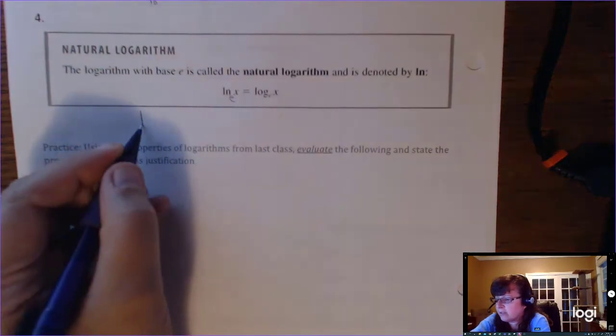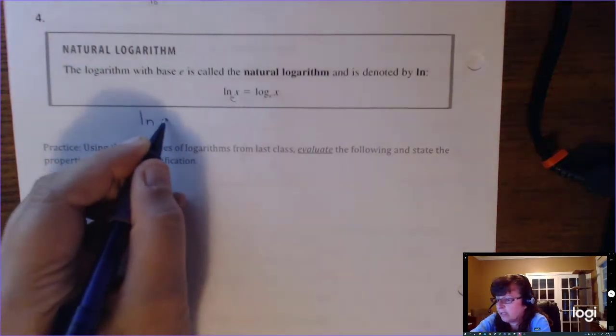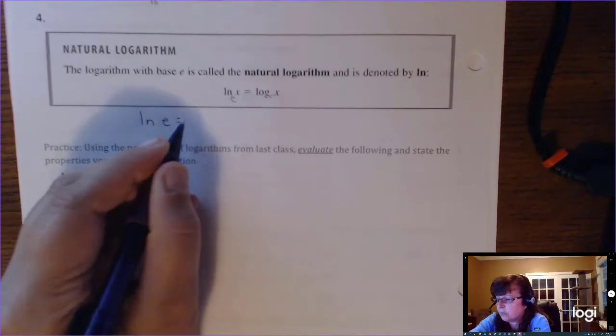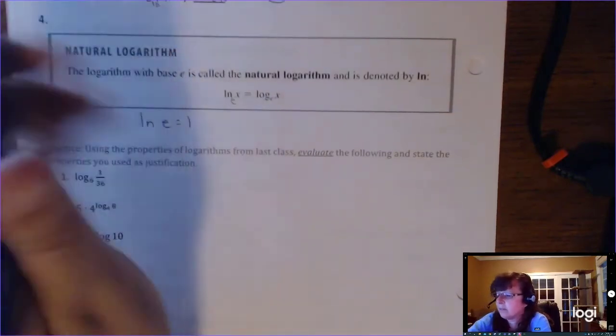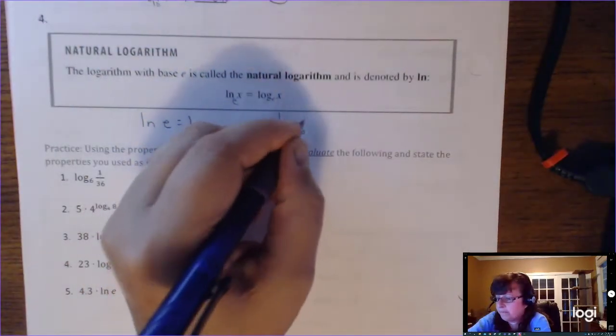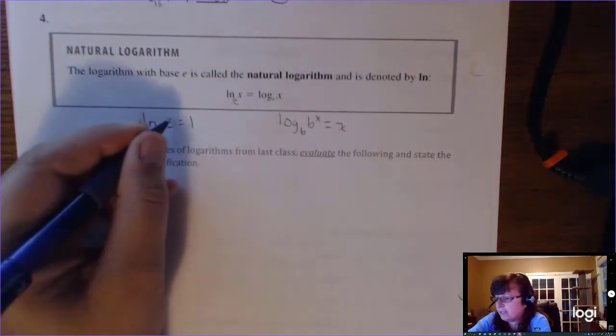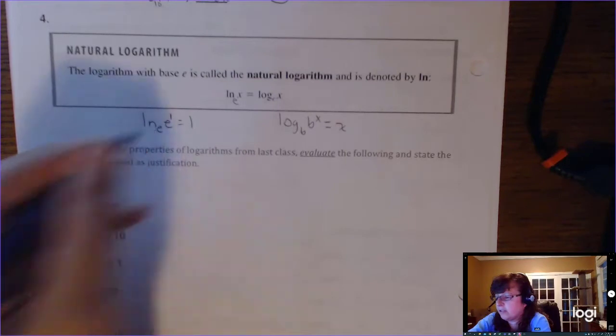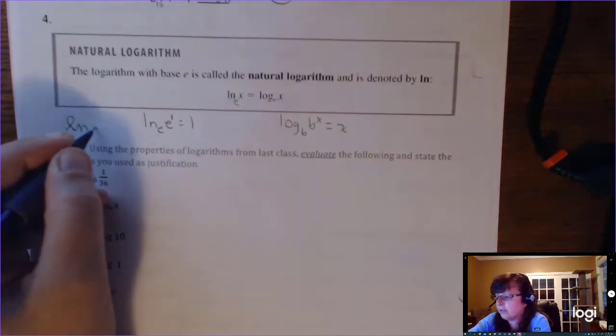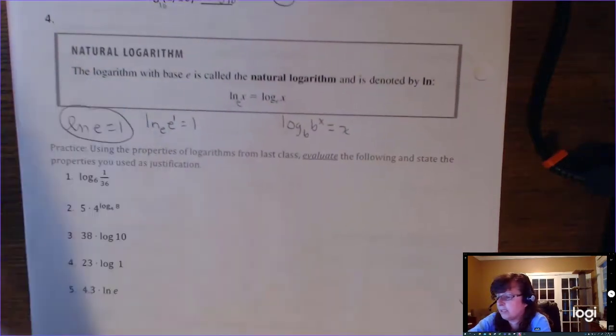Okay, so this leads us to a really important property. The natural log of e is 1 because of this property right here again. Because you have the base e and 1, and you have the same base here and here, that just is 1. So the natural log of e equals 1. It's a big property.